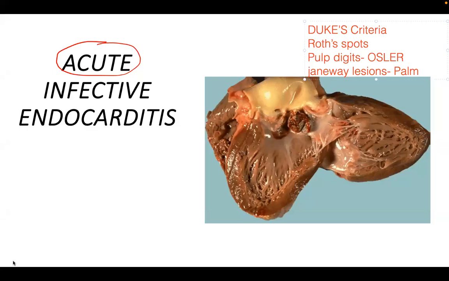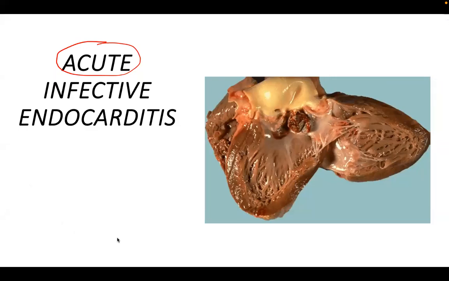So please remember that the erythema of the pulp of the digits, that is the Osler's nodes. The erythema or the vasculitis involving the palm of the hands, this is the Janeway lesions. Now, question, what is the most prominent sign or physical exam finding of infective endocarditis? Okay, it is going to be fever.